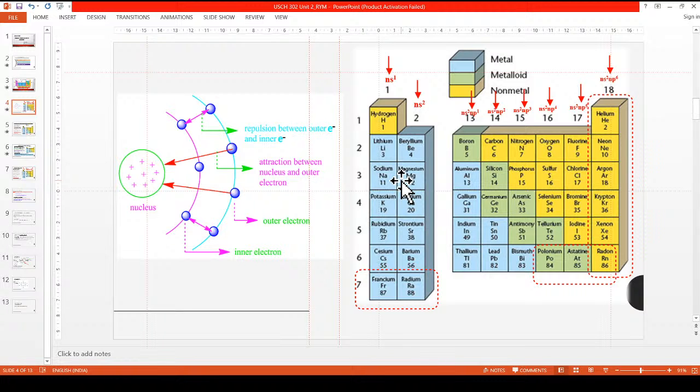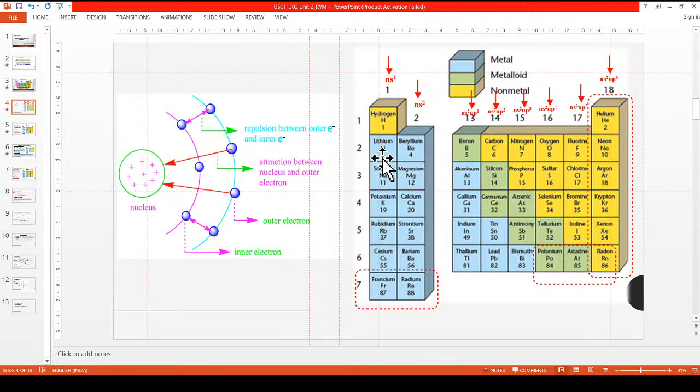So with such an arrangement, this last element will be the biggest atom and hydrogen will be the smallest element. So as we move down the group, atomic size increases. As we move from left hand side to right hand side, atomic size decreases.